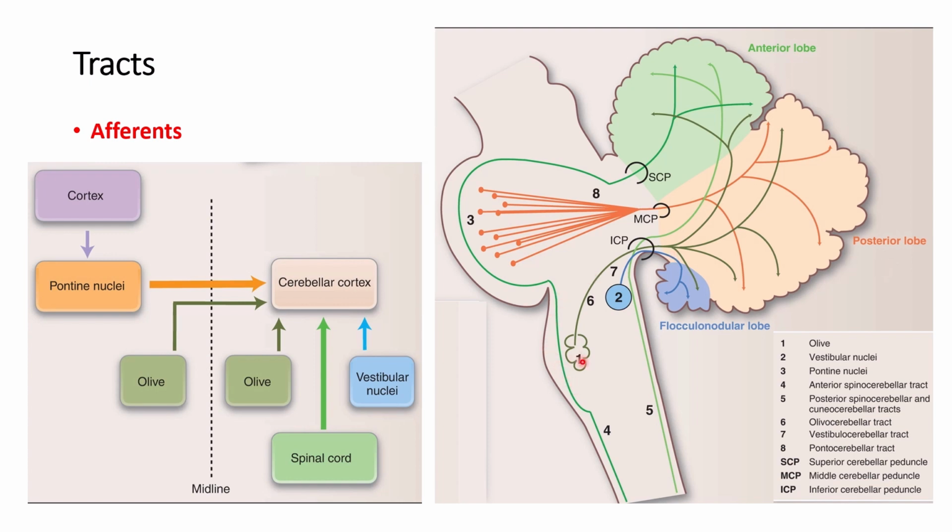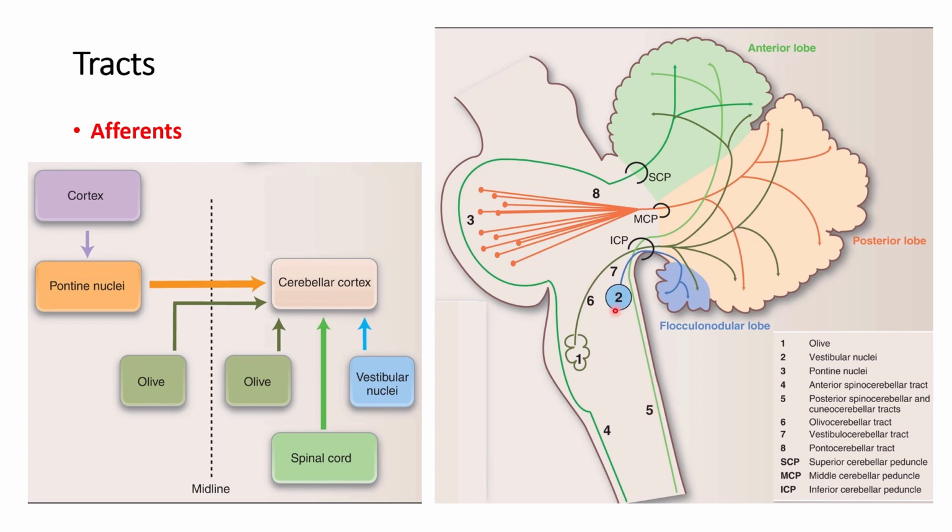Then there is this one that is olive, so that is in the brainstem, in the medulla, and that goes from there through the inferior cerebellar peduncle, and that goes to all three lobes. So the flocculonodular lobe it goes, in the posterior lobe it goes, and also in the anterior lobe. So the medulla is connected to all three parts of the cerebellum through the olive.